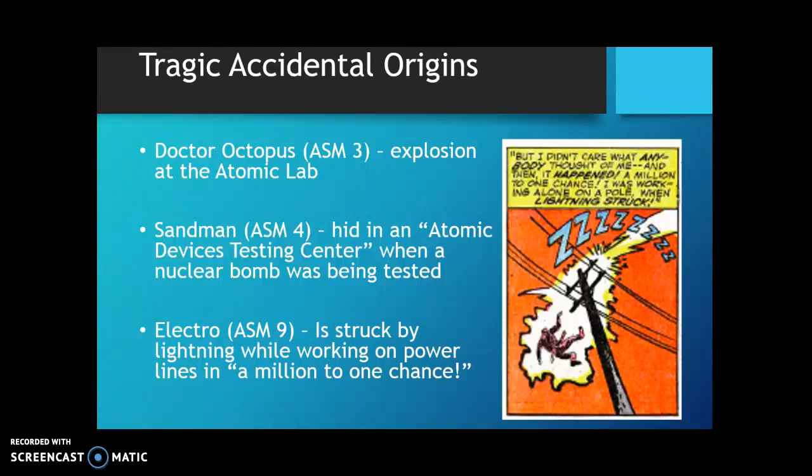So Dr. Octopus, he has an explosion at the Atomic Lab, as it's called. The Sandman hid in, again, I love the way they phrase this stuff back in the 60s, the, quote, Atomic Devices Testing Center, end quote, and a nuclear bomb is being tested, right? Instead of being vaporized, he's just turned into a Sandman. Electro, he is struck by lightning while working on power lines in a, quote, 1,000,000 to 1 chance. And you got the panel from Amazing Spider-Man issue number 9 where you see that happening.